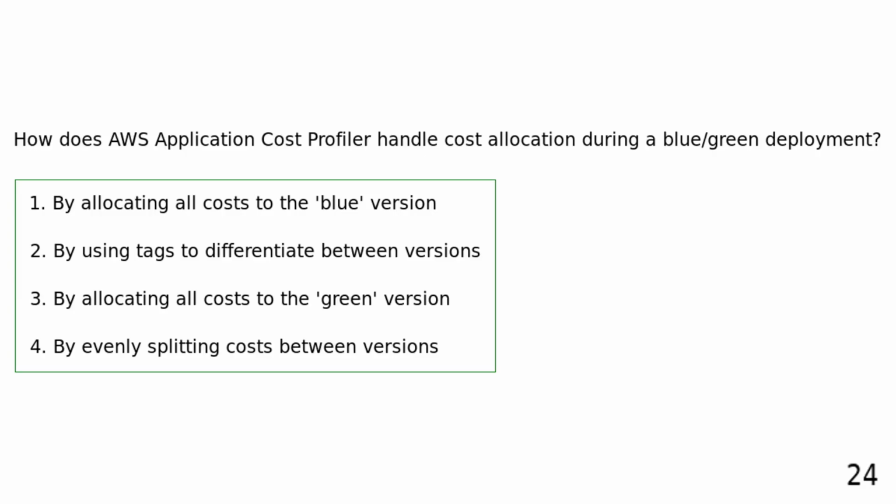How does AWS Application Cost Profiler handle cost allocation during a blue/green deployment? By allocating all costs to the blue version. By using tags to differentiate between versions. By allocating all costs to the green version. By evenly splitting costs between versions.